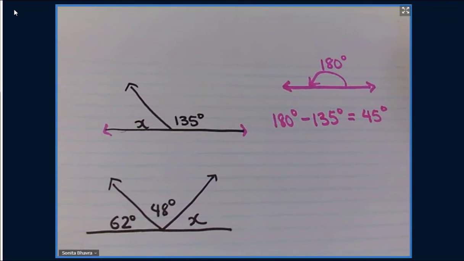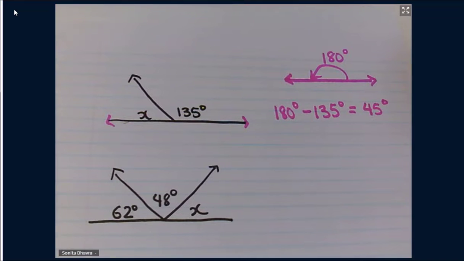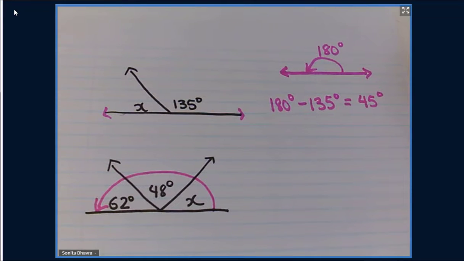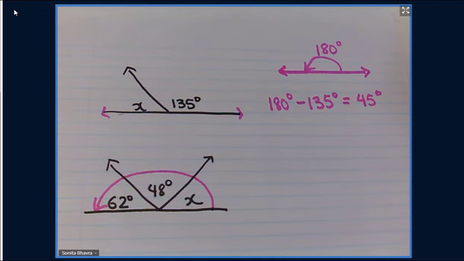All right, let's take a look at our next example here. So notice again, it is a straight line going across like this. That means that again, if we were to go from here all the way to here, it has to be equal to 180 degrees because it is a straight line, so therefore straight angle. In this case, we're given this section here is 62 degrees. This section here is given as 48 degrees. We have to calculate X.